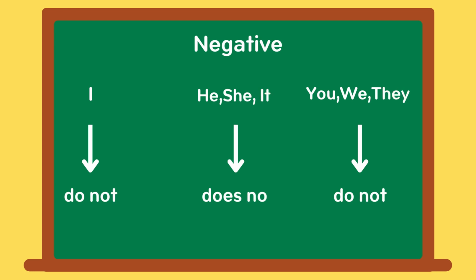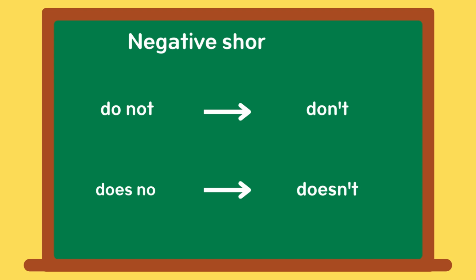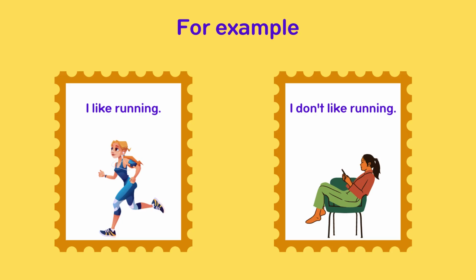Well, in this slide you can see I do not. He, she, it does not. You, we, they do not. And now let's take a look at our next slide to see the short form. Do not turns to don't. Does not turns to doesn't. That easy. Okay, let's look at some examples and learn how we can use don't or doesn't.